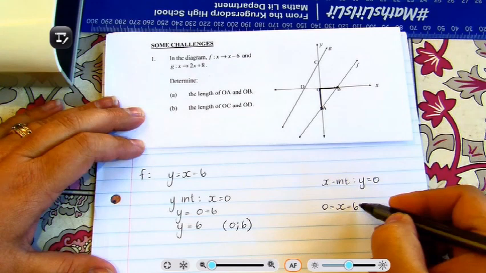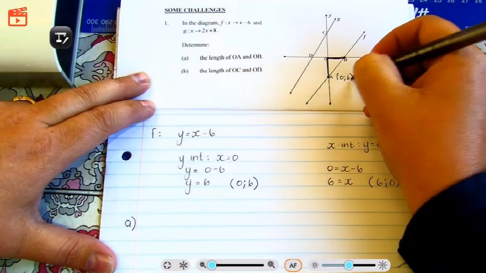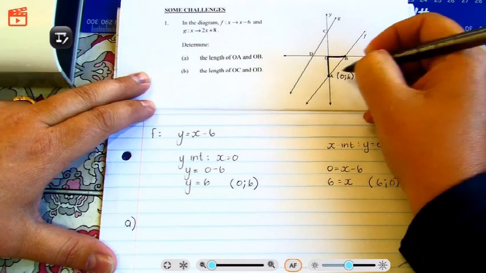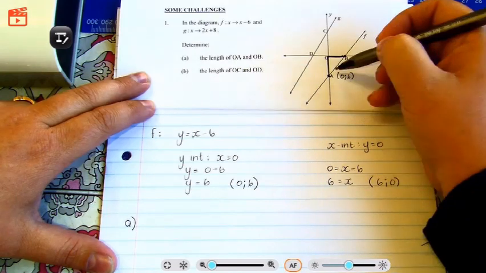Now the question is asking me for the length of OA. So OA, this point A here, we said was the y-intercept, which is 0 and negative 6. So from 0 or O to negative 6, you'll see it should be negative 6, sorry. Is that right? Yeah, that's negative 6, my bad. So that should be negative 6 there.